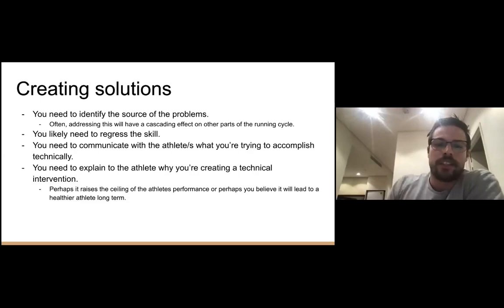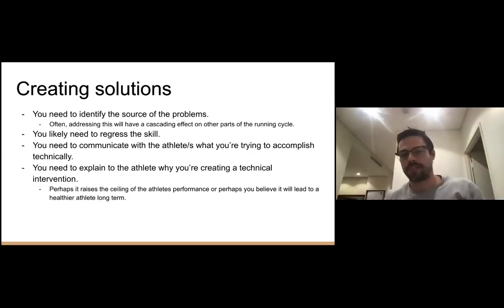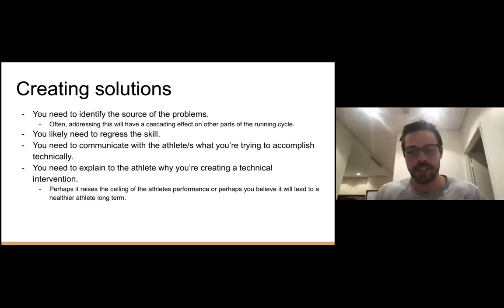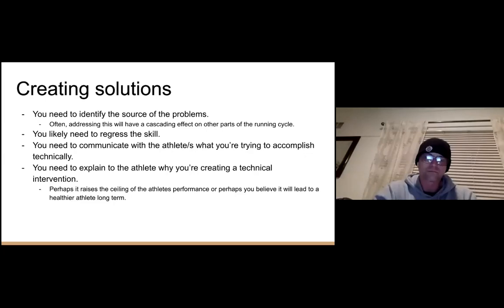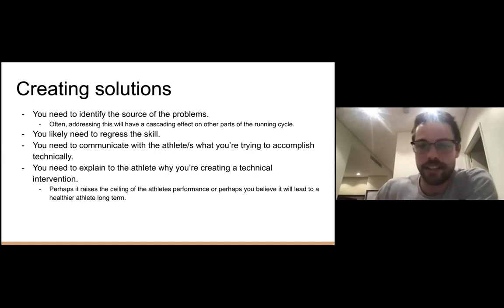So, firstly, you do need to identify the source of the problem. Maybe in that instance, with the last athlete, we looked at his lumbopelvic control and we're like, we need to start addressing this. With that previous female sprinter, we might need to look at the way the toe off position occurs, especially given injury history, whatever it is. And oftentimes addressing this problem can have a cascading effect on other parts of the running cycle.